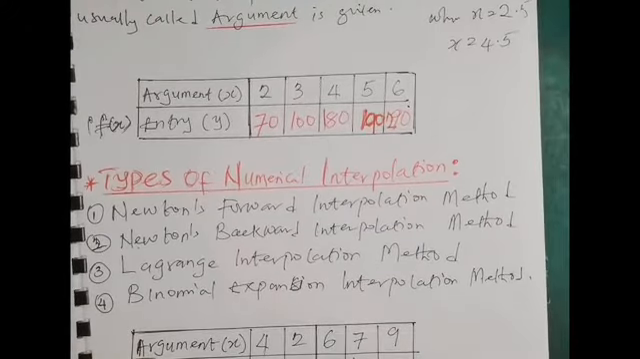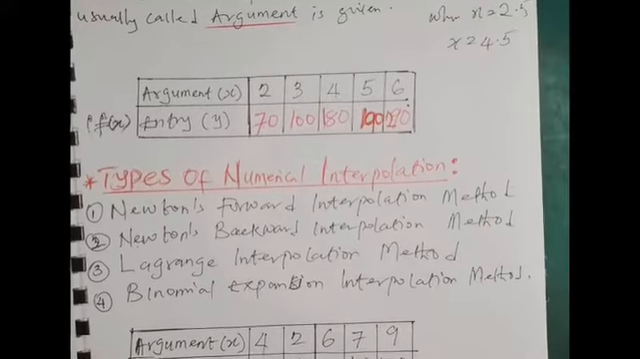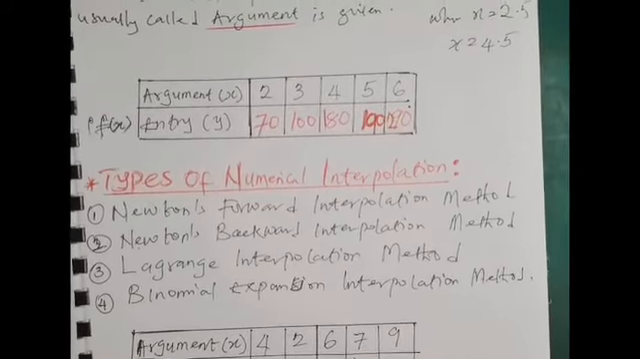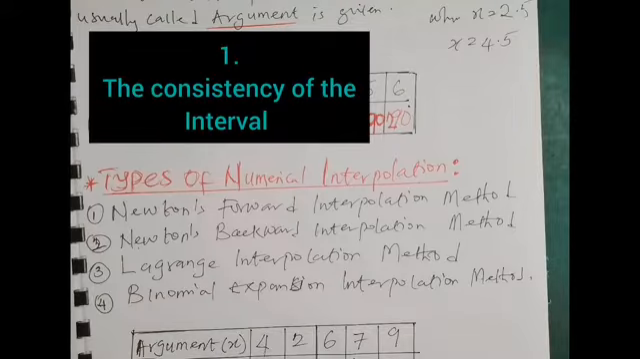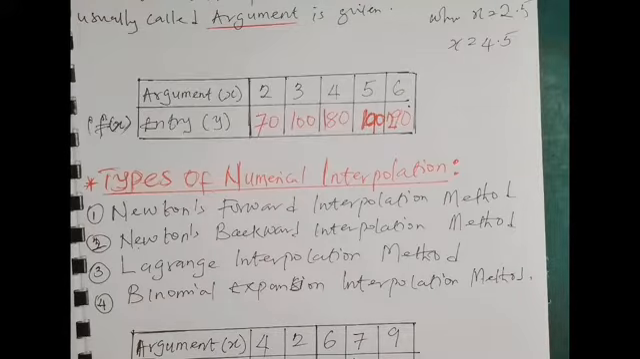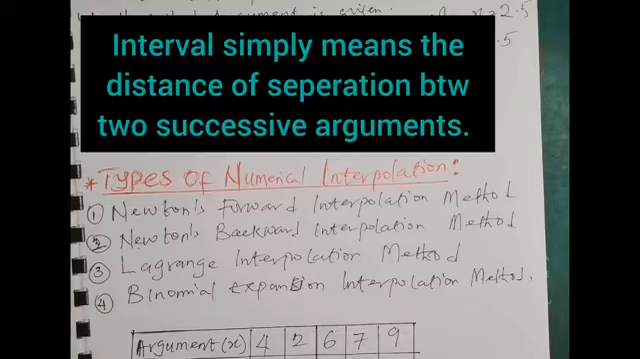Now, how do we tell which of these methods to use to solving any problem given to us? Whenever a problem is given to you in numerical methods which involves interpolation, there are 3 key things you need to understand first before you can apply any of these formulas. The first thing to understand is the consistency of the interval. What is an interval? Interval simply means the distance of separation between 2 successive arguments.